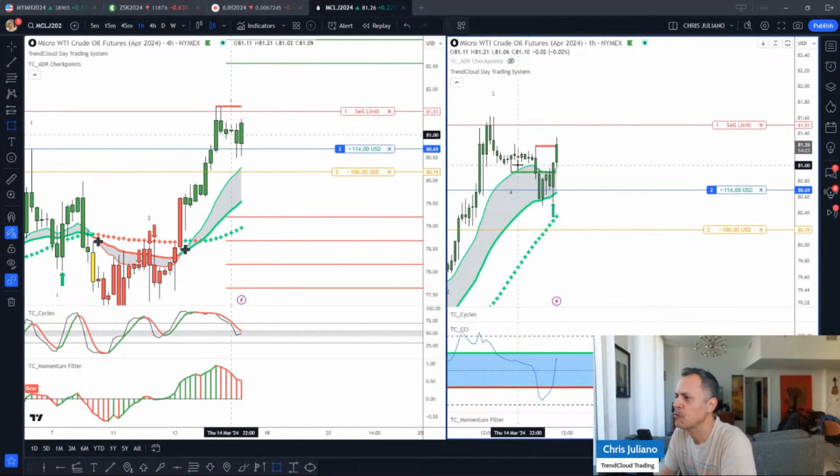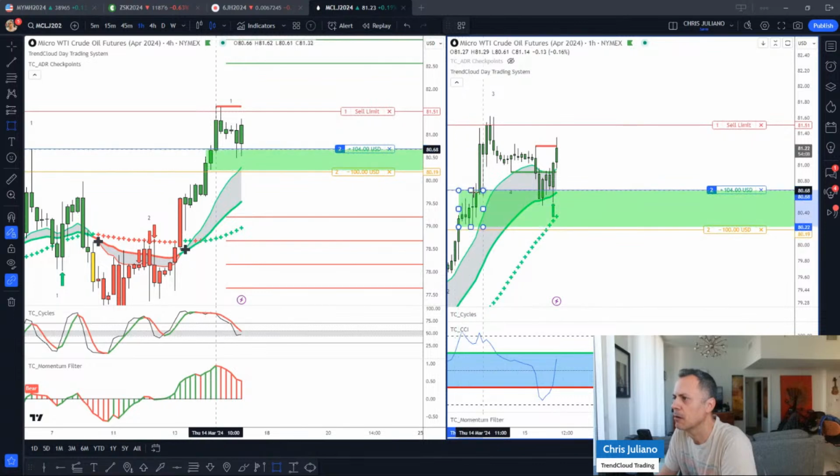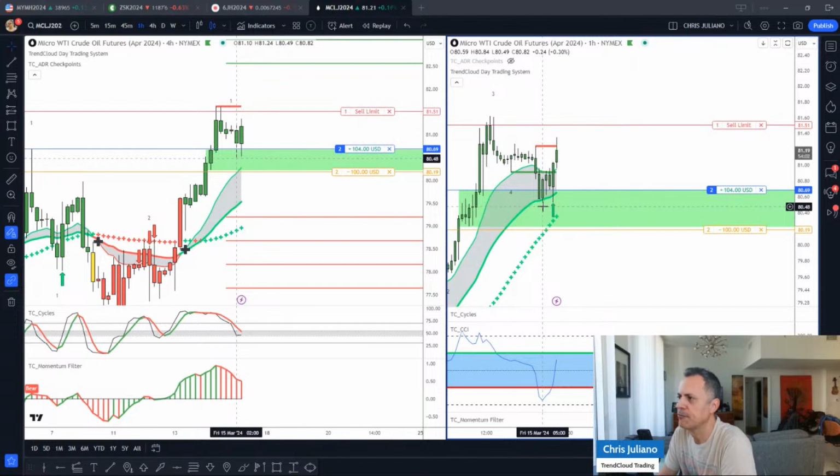Now, at the time this was pulling back, it actually pulled back very early in the morning. We had this whole demand zone here set up. So it pulled back in the middle of the night, right around 4 or 5 o'clock in the morning, and bounced out of there.